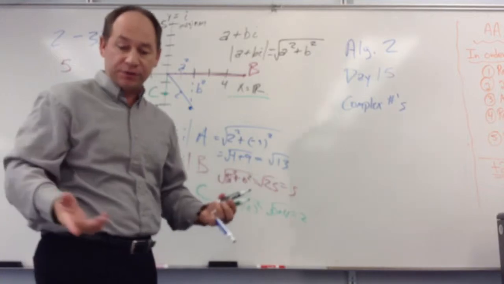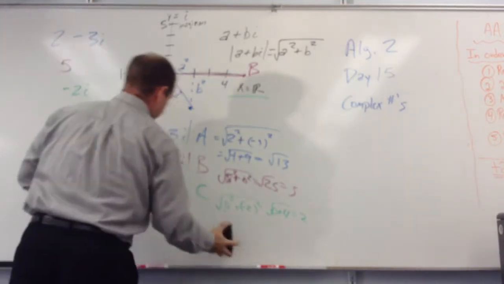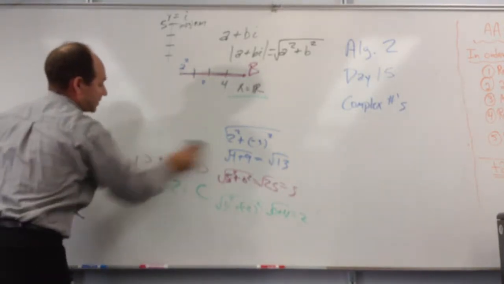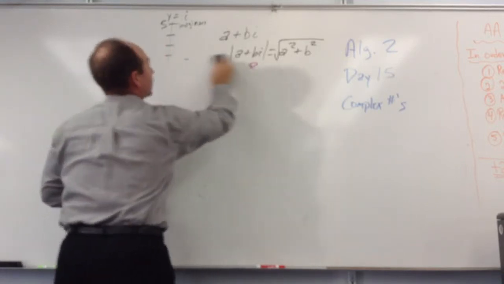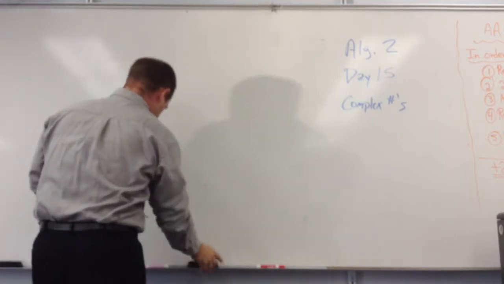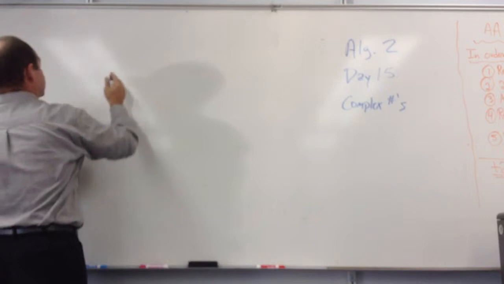Now the next thing we'll do is, now that we're comfortable, hopefully, with graphing them and finding their absolute values, figuring out how big they are, then let's go ahead and add them and subtract them. Okay? So what I'm going to do is give you 2 numbers here, and it doesn't really matter what my 2 numbers are.